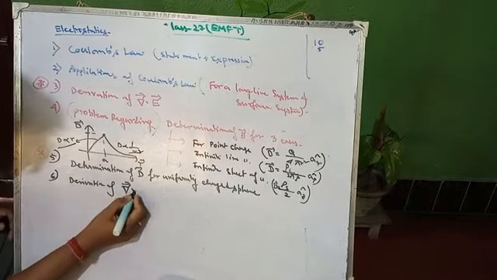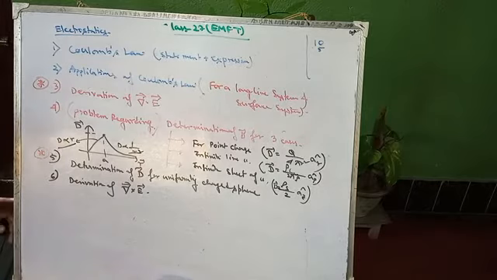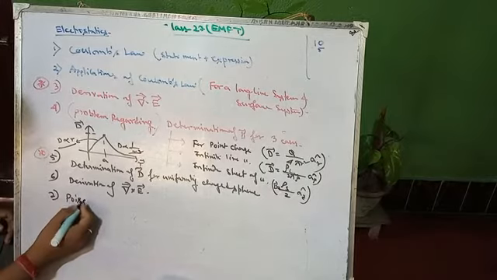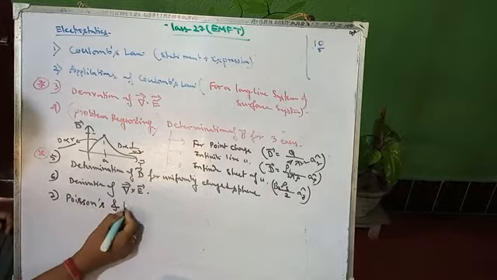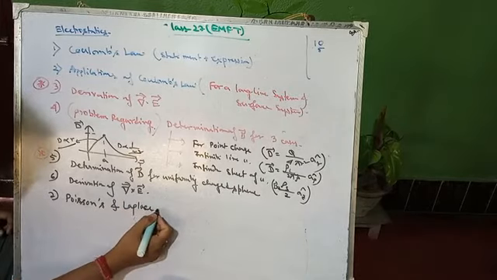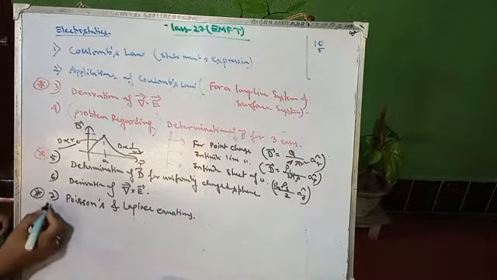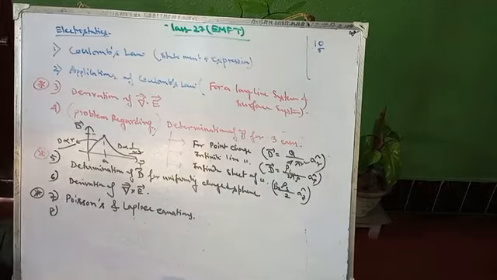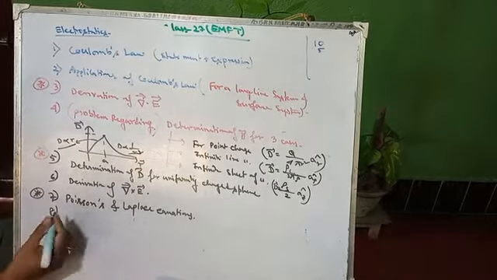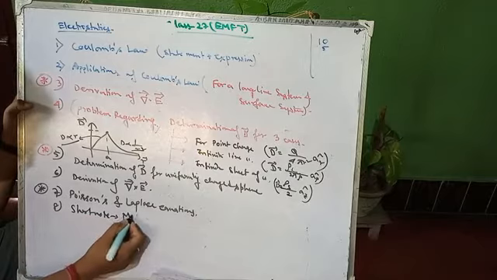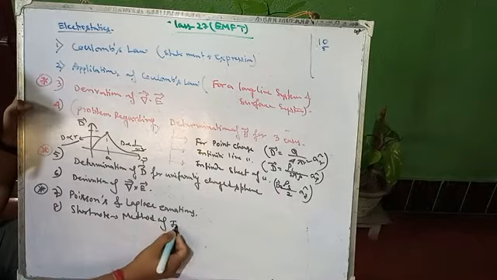Derivation of curl of E. Next, Poisson's and Laplace equations. It is VBI. Poisson's and Laplace is VBI. Sure question. These are the sure questions. And the short note regarding method of image. It is also a sure question.